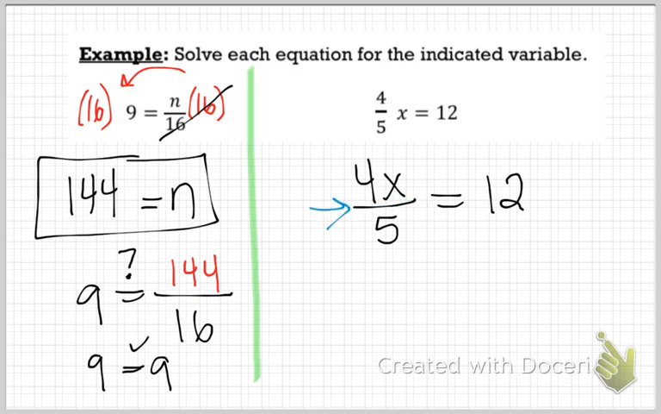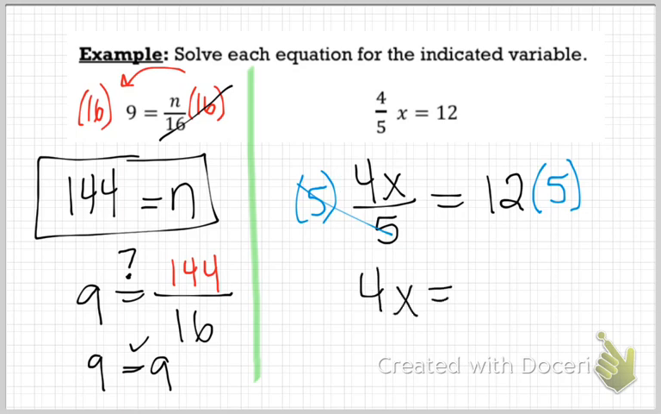The fraction means it's dividing. The inverse of dividing means to multiply. So I'm going to multiply by whatever the number down here is going to be. So times 5, what I do to one side, I got to do it to the other. Those two are gone. They reduce. Then we're left with 4x. No more fractions. 12 times 5, we said it was 60.